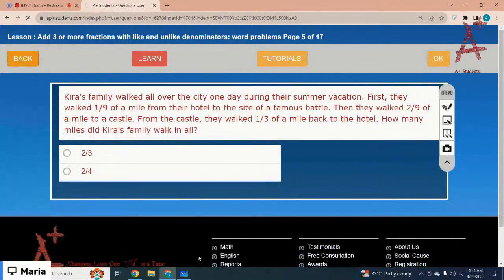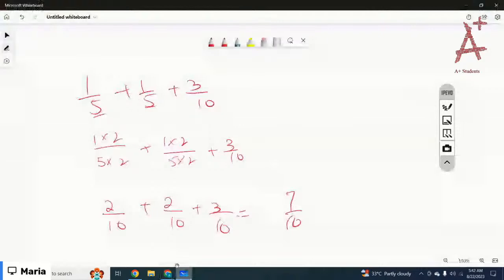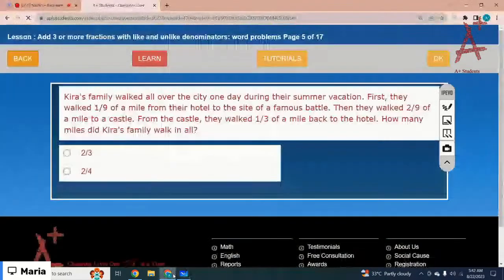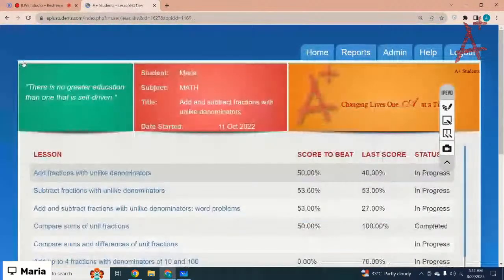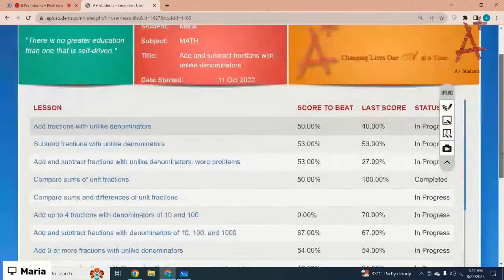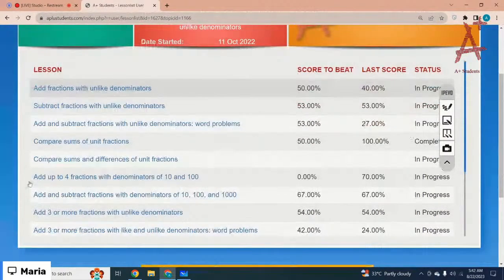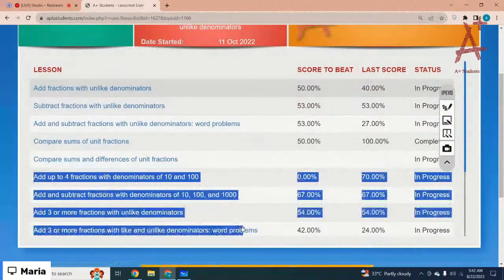Okay, you can complete the lesson by yourself later today. So we're working on grade 4 maths. The chapter we're working on is add and subtract fractions with unlike denominators, and the lessons we have covered today are add up to 4 fractions with denominator of 10 and 100, add and subtract fractions with denominator of 10, 100 and 1000, add 3 or more fractions with unlike denominators, add 3 or more fractions with like and unlike denominators, word problems.